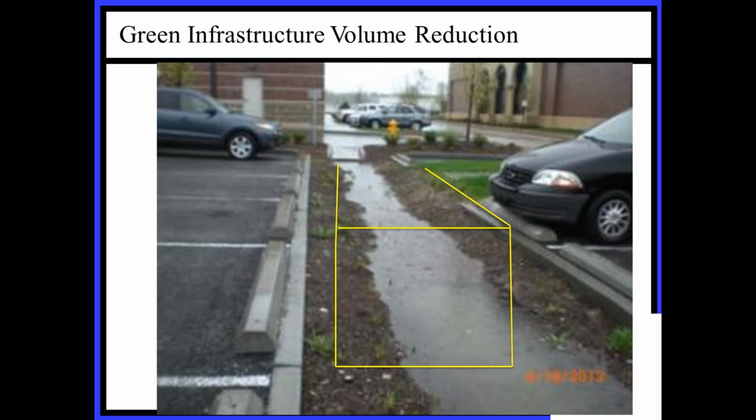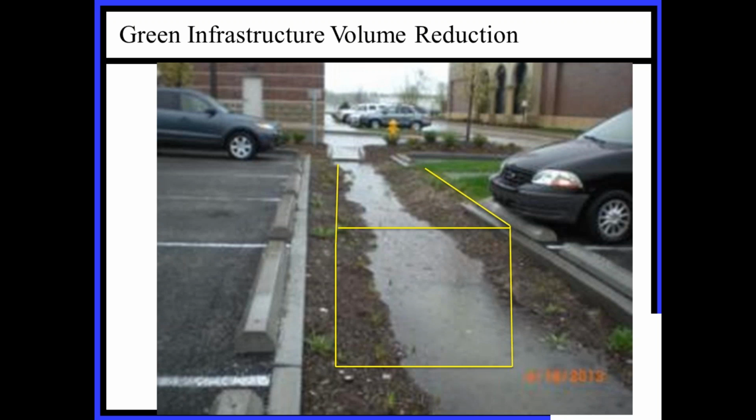So thinking, why are some of these things happening? Why are we seeing issues with pervious pavement or rain gardens not working properly? It's a function of our environment here in the Midwest. This is a picture of a linear rain garden in a parking lot. On the left side is pervious asphalt with basically just stop blocks for the cars that drain water through them.